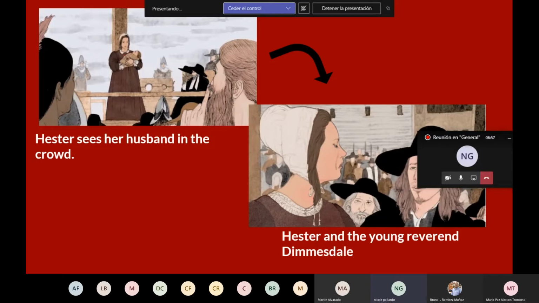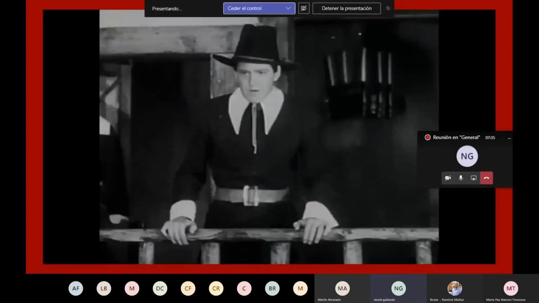After this, another important character is presented. He is the man you can see in the second image. He is Reverend Dimmesdale. He is asked to talk to Hester when she is on the platform. He tries to convince her to tell the truth about her sin. Everybody wanted to know who was the father of Hester's daughter, but she never revealed the identity of this man. So now we're going to see another video.